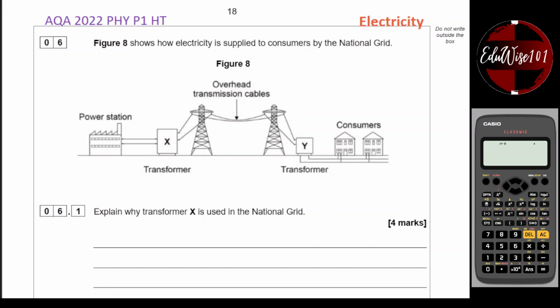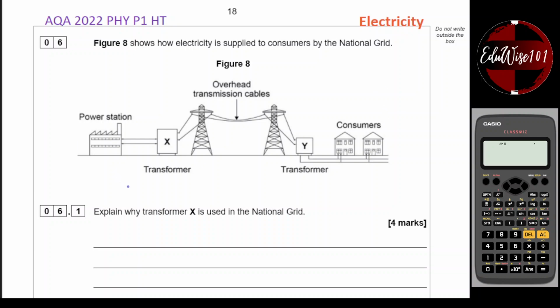In this video, I'm going to go through the AQA 2022 Physics Paper 1 Higher Tier, question number 6 on the topic of electricity. Figure 8 shows how electricity is supplied to consumers by the national grid. Figure 8 is a diagram of the national grid. So you have the power station and transformer X, and then the overhead transmission cables and transformer Y and consumers.